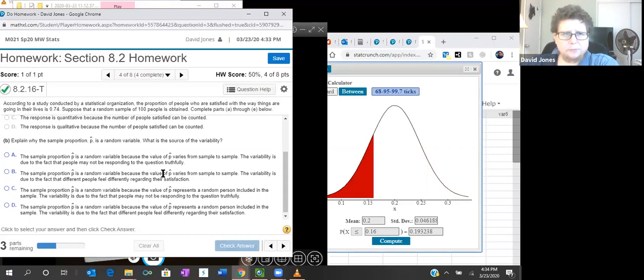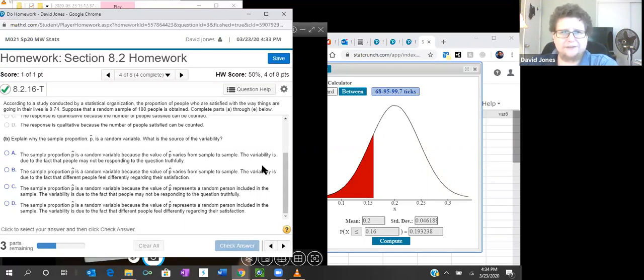Explain why the sample proportion p hat is a random variable. What is the source of the variability? This is just a lot of critical reading right here. So A, what do we know about p hat? Let's just think about what we know about p hat before we start reading them.